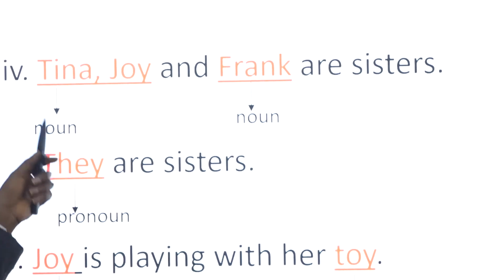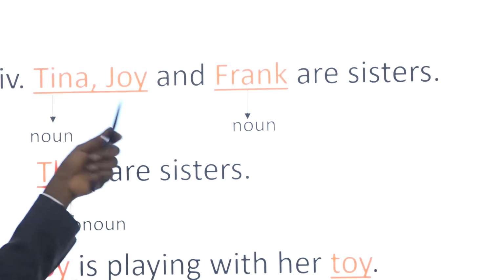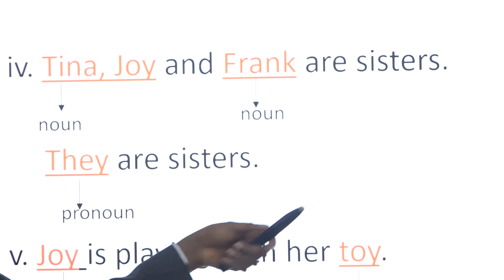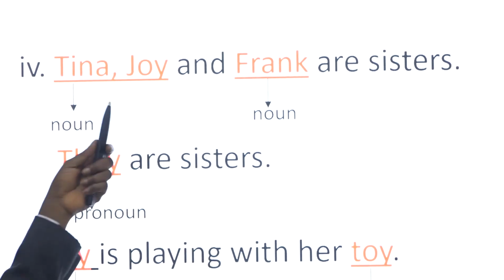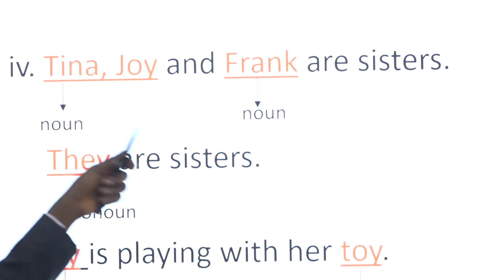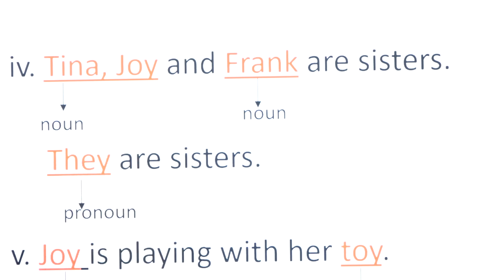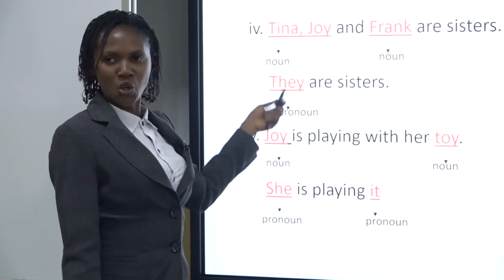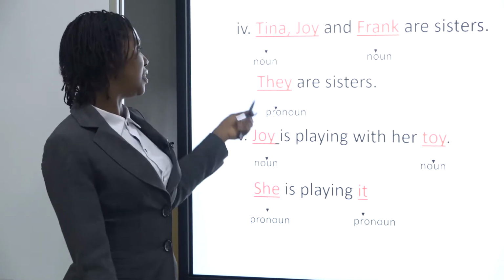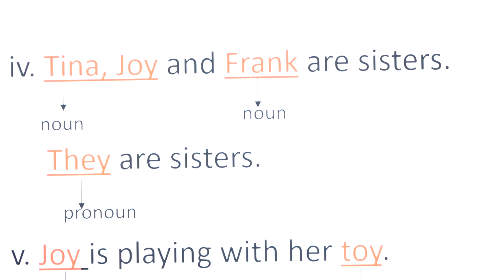The next one, Tina, Joy, and Frank are sisters. Tina, Joy, and Frank are names of persons and they are nouns. We are now going to replace them. Instead of calling Tina, Joy, and Frank, we say they are sisters. They have replaced the names of the sisters.